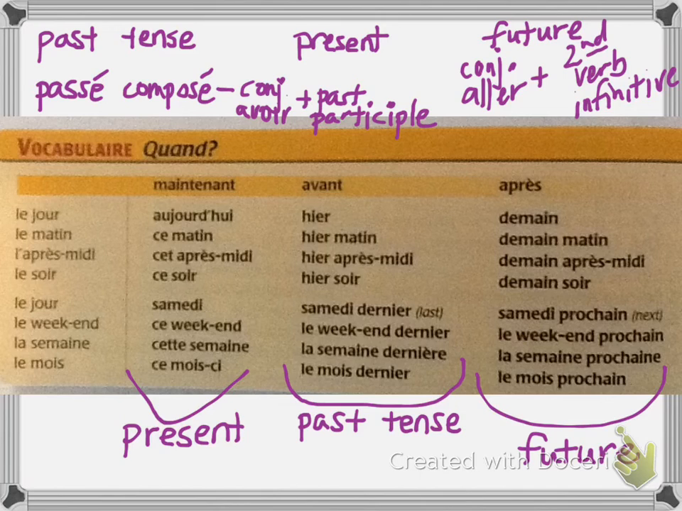And they relate to different times, right? So this top one, le jour, is the day. Le matin is the morning. L'après-midi is the afternoon. Le soir is the evening. Le jour, the day. Le weekend, the weekend. La semaine, the week. And le mois, the month. So maintenant means now. Avant means before, so that's your past tense. And après means after, so that's your future tense. So, s'il vous plaît, répétez.